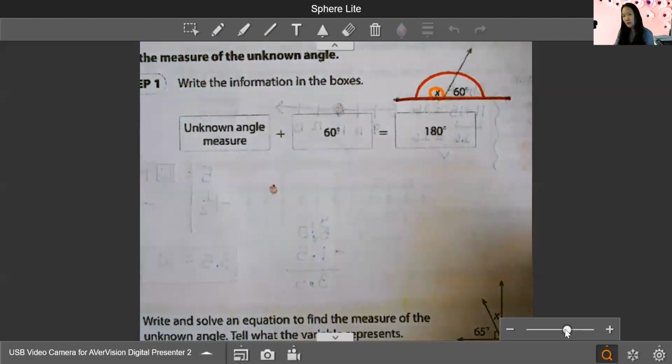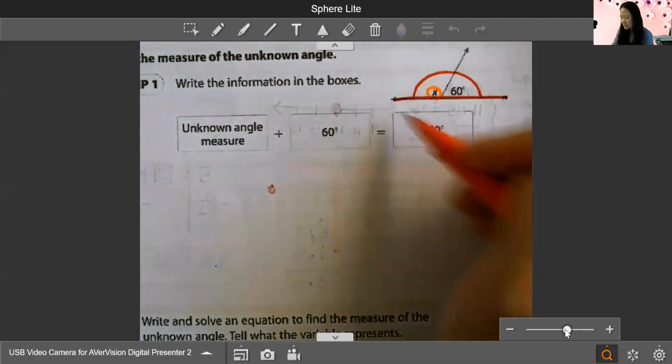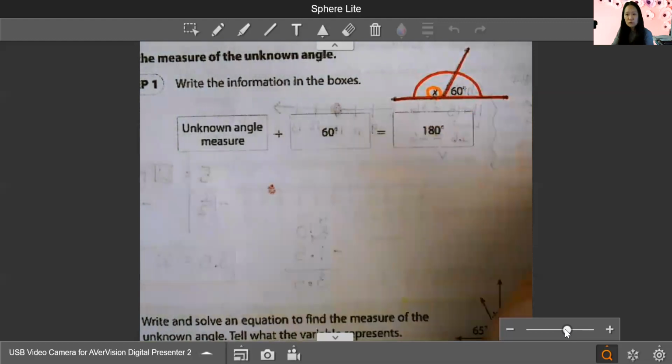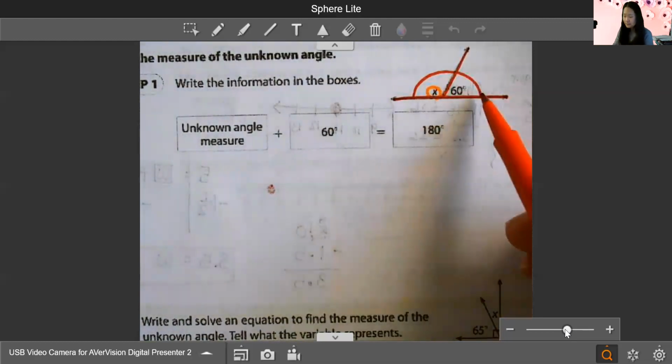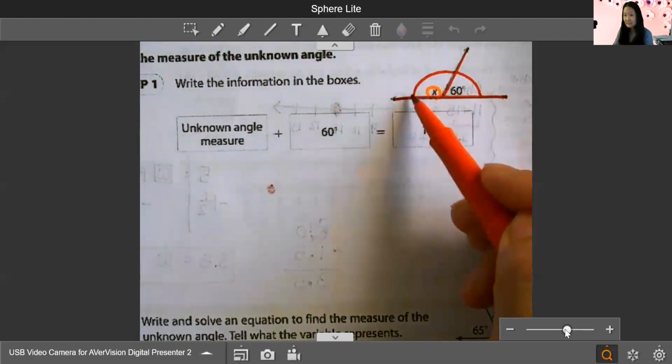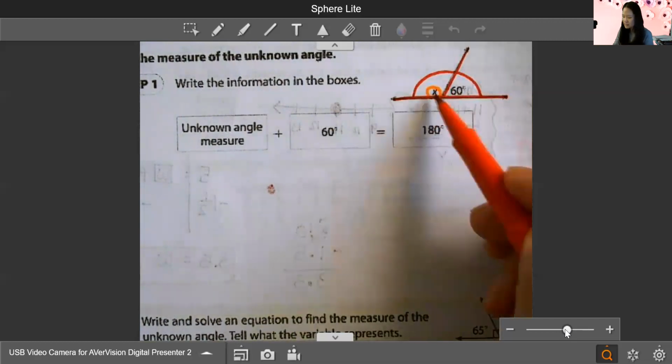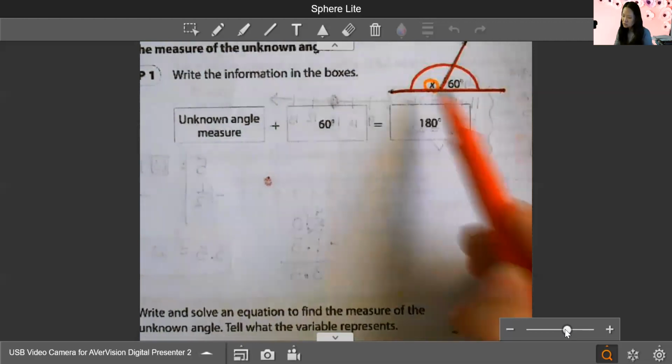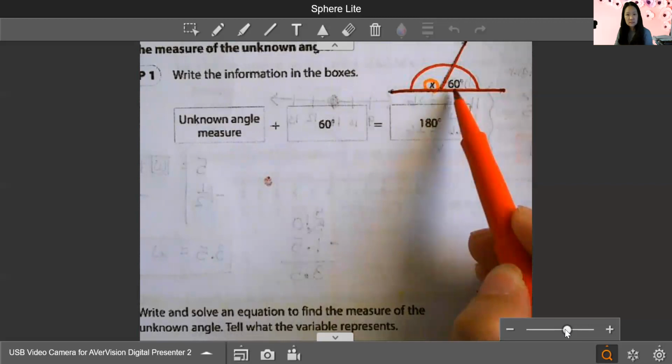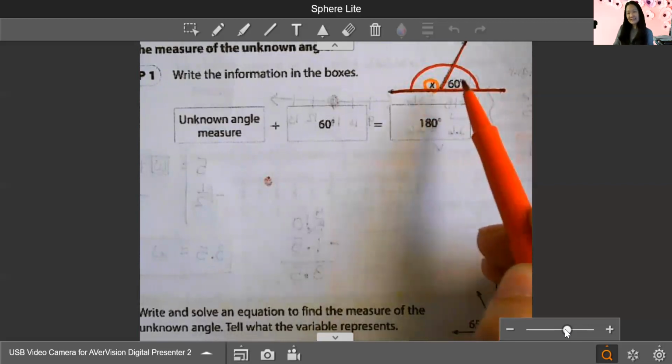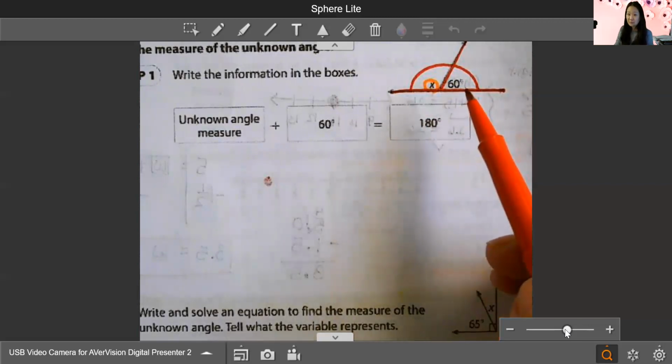What else do we know? Well, we know that that straight line is divided into two separate angles. One of them is 60 degrees and the other one is x. And the question is, what is the measurement of this angle? Okay, and I know that since these two add up to 180, and since this is 60, 180 minus 60, oh, my answer is going to be 120.